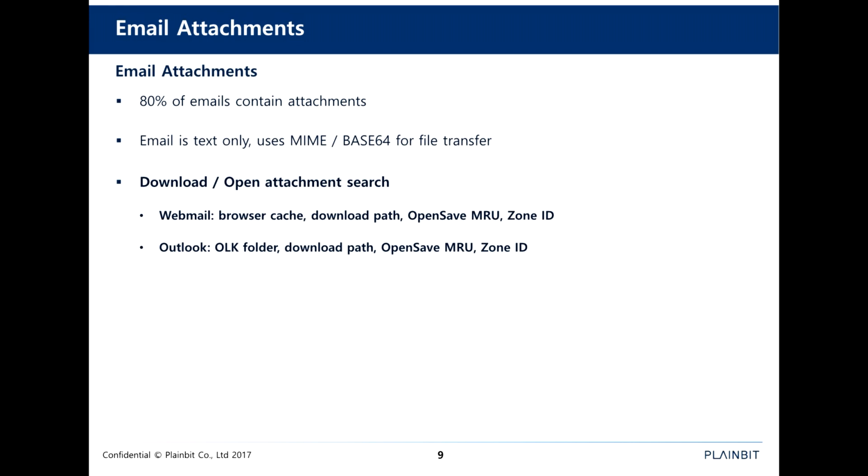The way to use email is largely divided into webmail and local mail. Gmail is a prime example of webmail, and Outlook is a prime example of local mail. For webmail, you can use browser cache, download path, OpenSave MRU, Zone ID, etc. to check downloaded and opened attachments. For Outlook, use the OLK folder, download path, OpenSave MRU, and Zone ID.